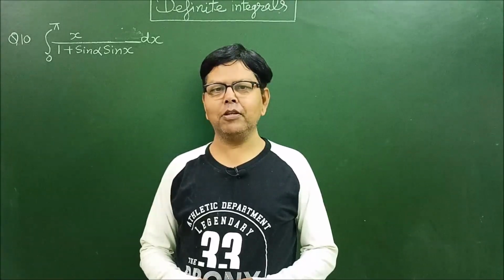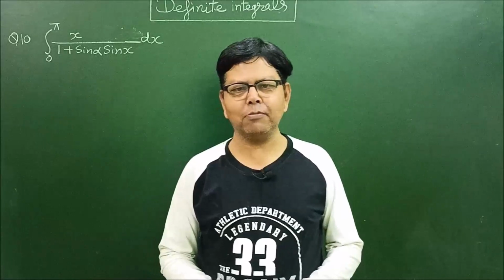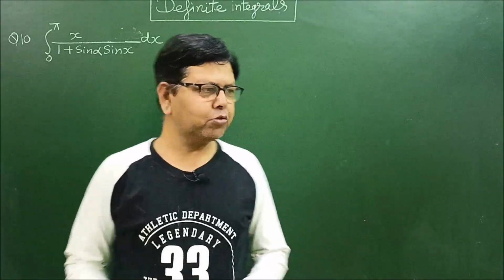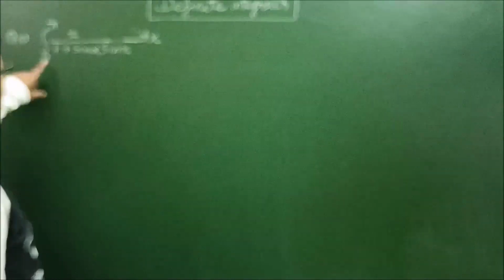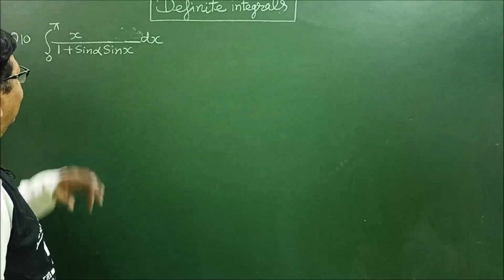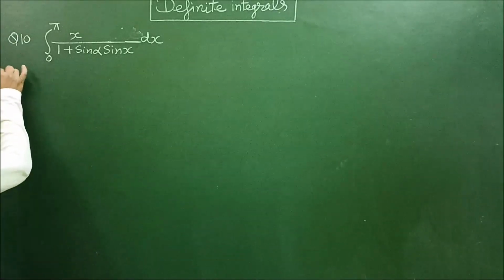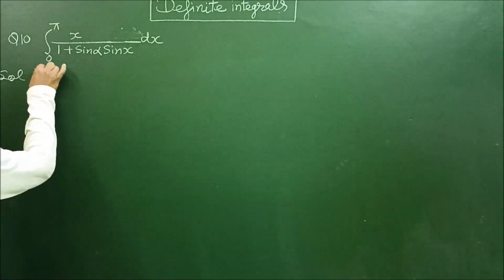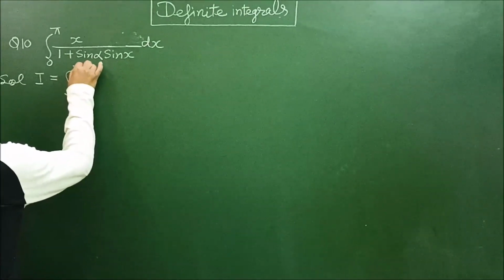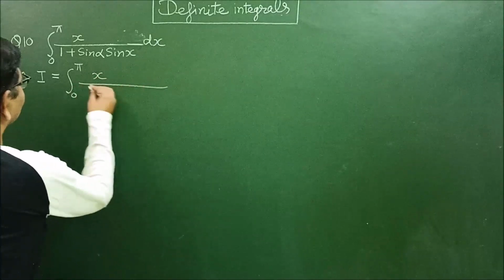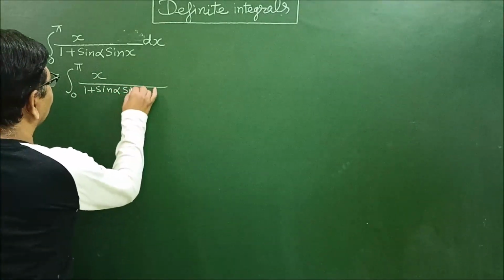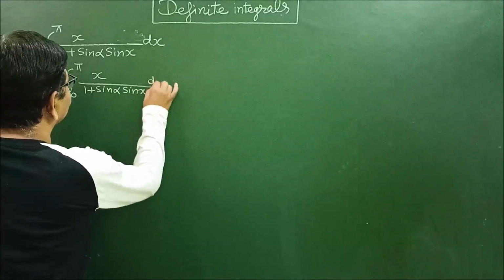In the previous parts I have discussed up to question number 9, and today question number 10 of definite integral. The question is: evaluate the integral from 0 to pi of x upon 1 plus sin alpha sin x dx. So let the value of this integral be equal to I. I is equal to integral 0 to pi x upon 1 plus sin alpha into sin x dx.